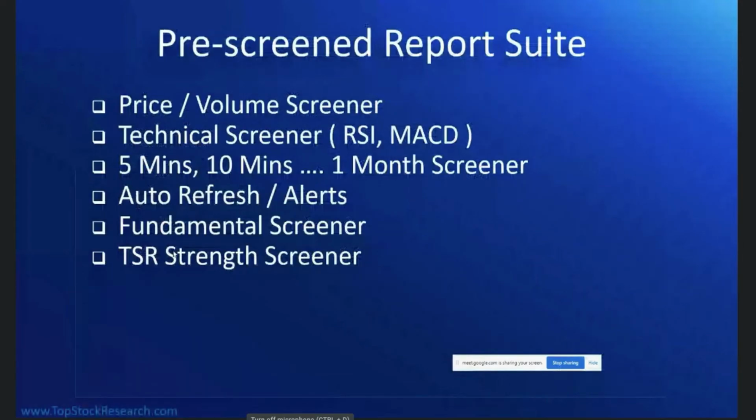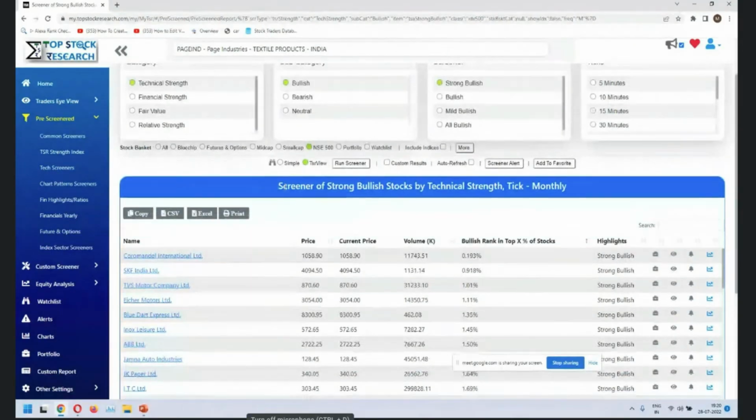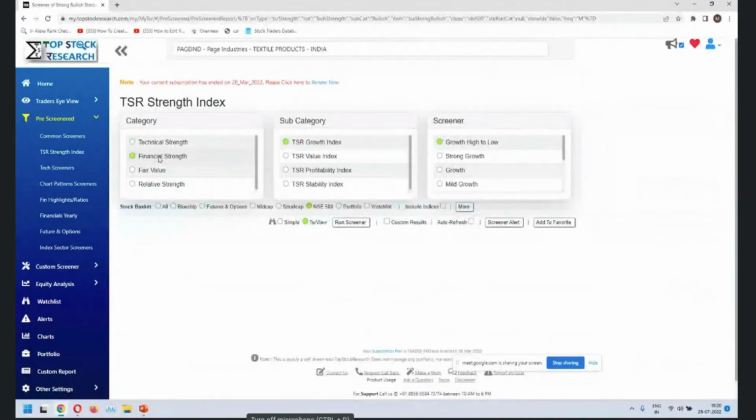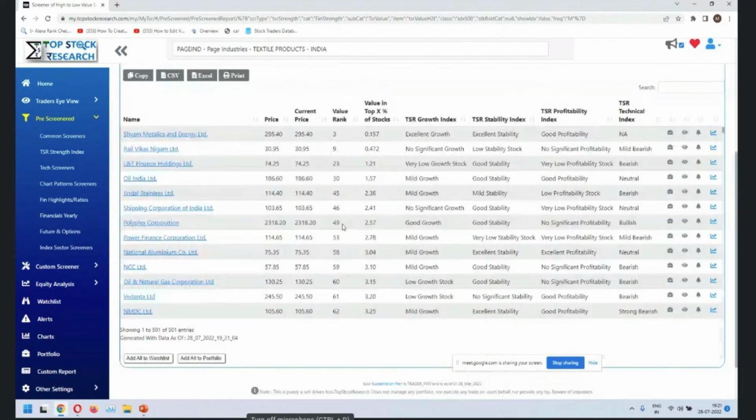Okay, next, would it be possible to get that? You can look at financial strength, growth, valuation. So let's say you're looking at growth stocks, or maybe more at value stocks, right? That is where you can get more of this. So you'll get the overall rank on this. Shyam Metallics looks good. It has good value, good growth, good stability, and good profitability.